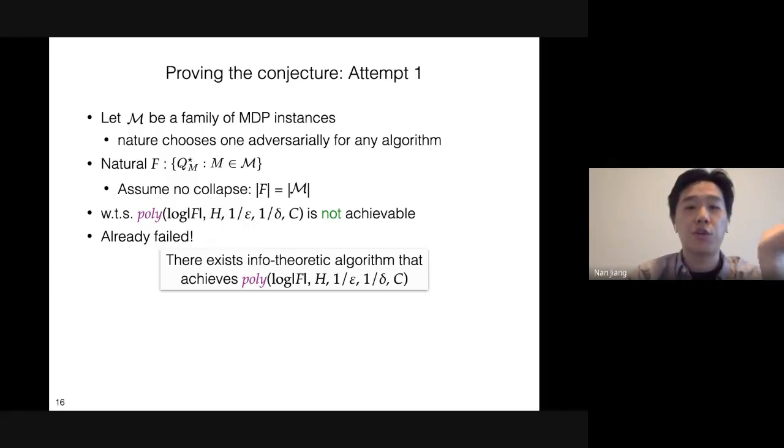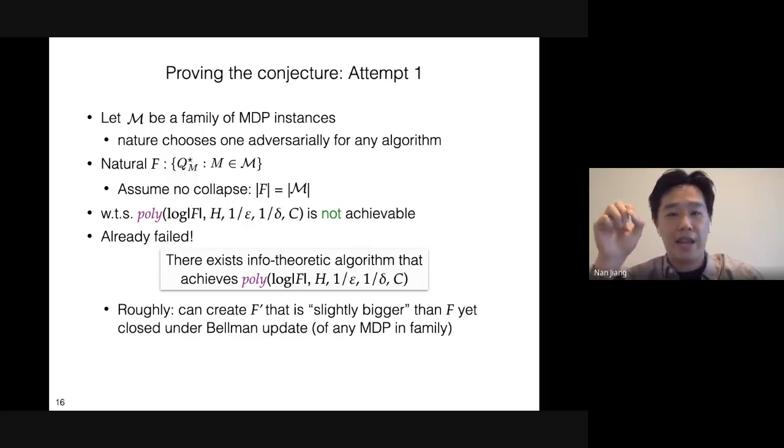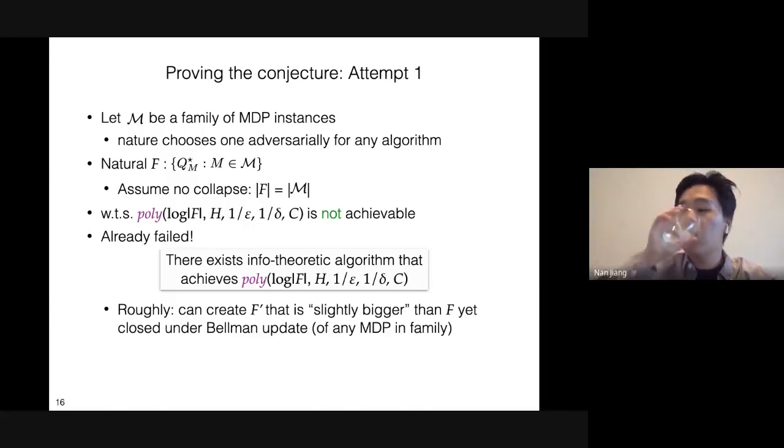Okay, so in this particular setup, there actually exists an info-theoretic algorithm that does achieve polynomial sample complexity. And roughly speaking, what it does is that it takes the family of MDP instances and it can create an F prime that is closed under Bellman update and is only slightly bigger than the realizable function class.